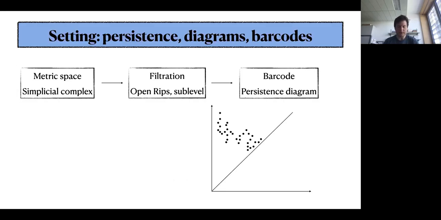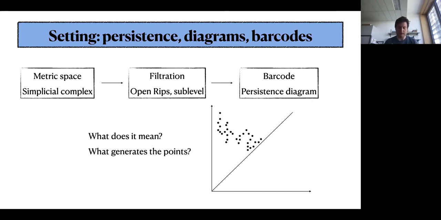All right, so here's our setting. This is the standard TDA pipeline. We will start with either a metric space or a simplicial complex. We'll mostly be focusing on Rips filtrations, on open Rips filtrations, except for the last result where we will just have a sublevel filtration. Then, given a filtration, we produce a barcode or a persistence diagram. And the question is, what does it mean? What actually generates all these points? Is there some sort of secret meaning in this diagram that we don't see?